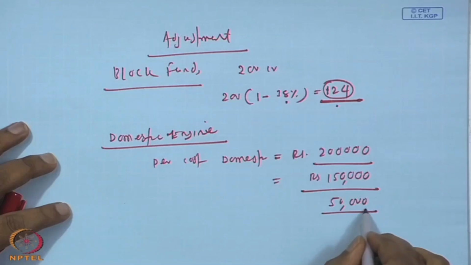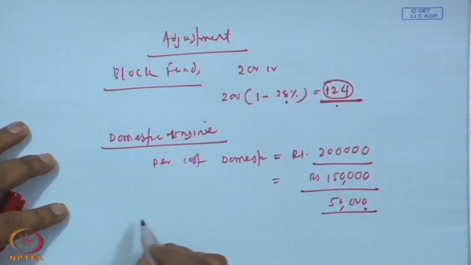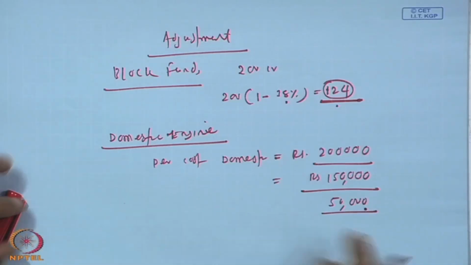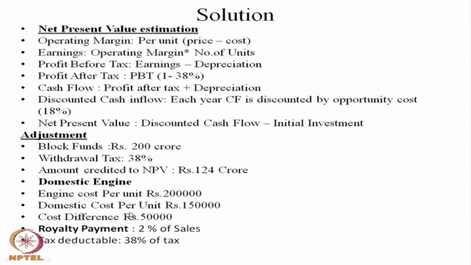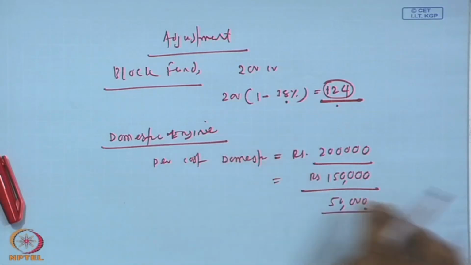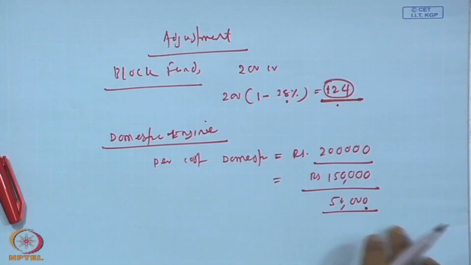So, he is getting a benefit of 50,000 every year, but how many units is he producing? 1,00,000 units, 1,00,000 into 50,000 every year, that much benefit he is getting, and that benefit will be spread over 7 years. So, 1,00,000 into 50,000 every year, that benefit will be there for him.